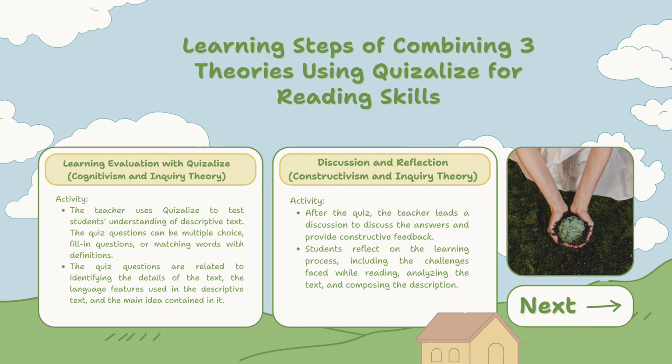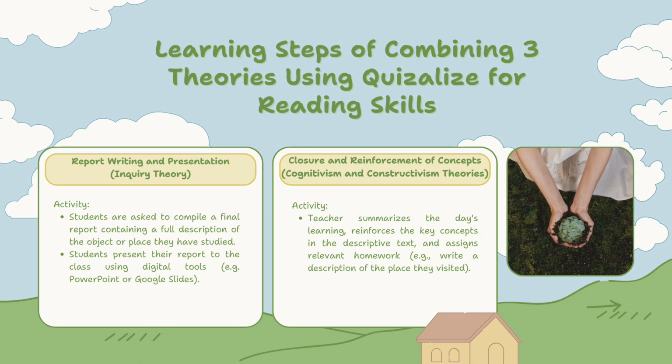The sixth is discussion and reflection, adapted from constructivism and inquiry theory. The first activity is after the quiz, the teacher leads a discussion to discuss the answers and provide constructive feedback. And the second activity is students reflect on the learning process, including the challenges faced while reading, analyzing the text, and composing the description.